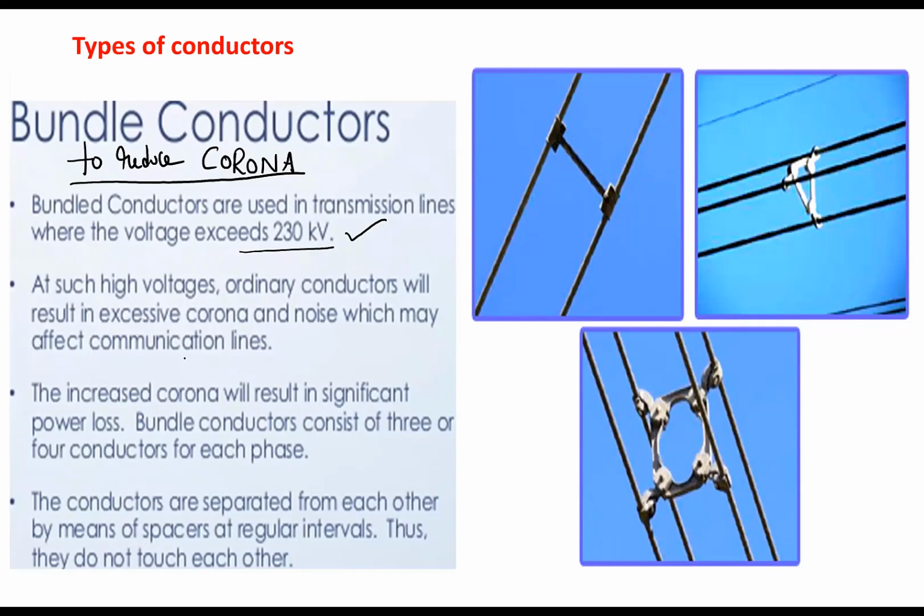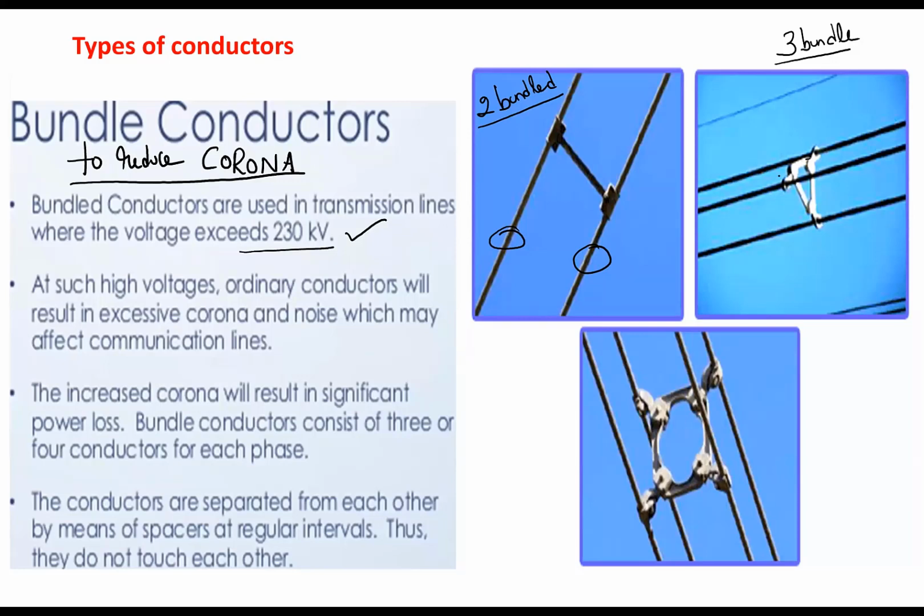Bundled conductors are, this is one ACSR conductor, this is one more ACSR conductor. They are connected by some link. This is called a two bundled conductor, a bundle of two ACSR conductors. Now here you can see this figure, second image, it is a bundle of three ACSR conductors. These are metallic links that are connecting one conductor with the other conductor.